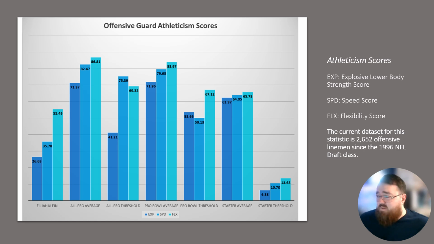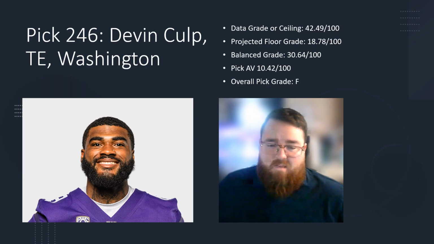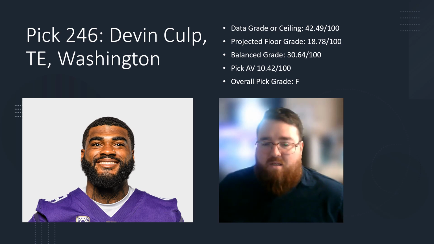He did have above average flexibility, but when you look at the All-Pro averages, the Pro Bowl averages, and the starter averages at the position, he doesn't quite hit any of those areas. So not the best pick. And then the last pick for the Bucs at pick 246 is Devin Culp, tight end out of Washington.